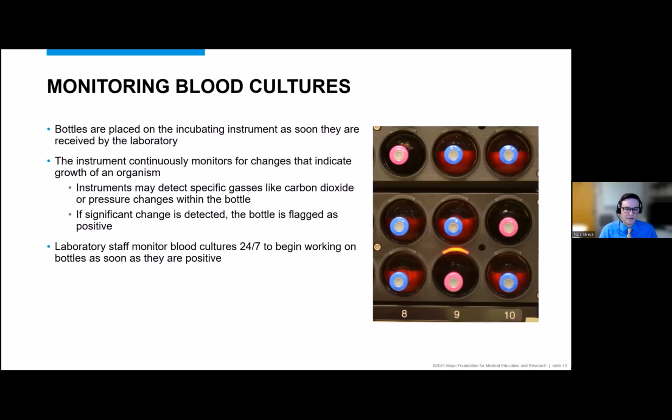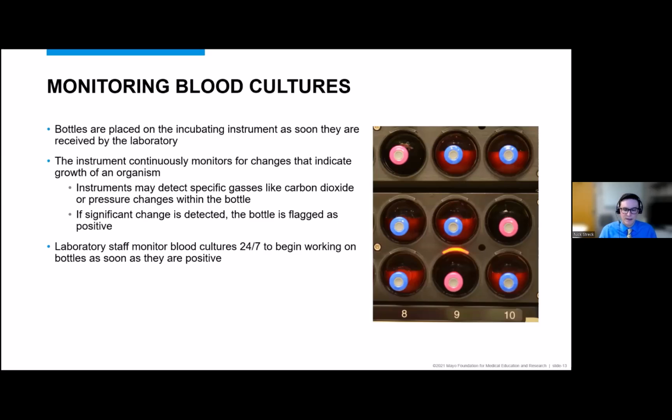There are a number of blood culture incubation instruments that are available. We have a picture here of the one that's utilized here at our microbiology laboratory. But all of these instruments now continuously monitor the bottles for growth of organisms. And they do this usually by identifying some sort of byproduct of bacterial growth in the bottles, whether this is through gas release or pressure changes within the bottle. But this is a continuously monitoring system.